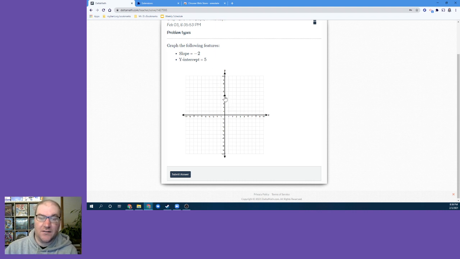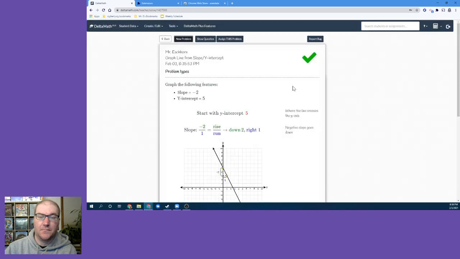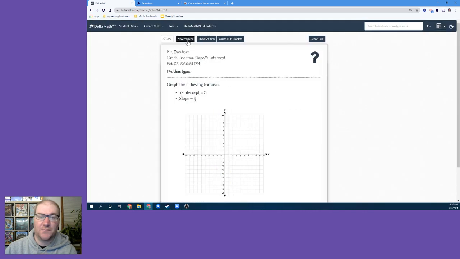So that means I need to go to the first point I made, and I need to rise 2 and run 1. I need to go either left or right. Which direction is going to be a negative slope? It's that direction. There we go. That line has a y-intercept of 5 and a slope of up 2 over 1. Let's submit. Cool. New problem.